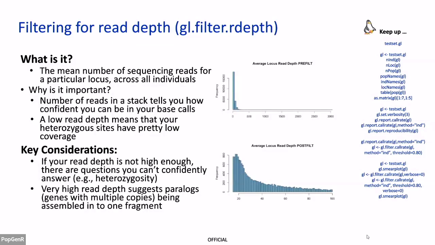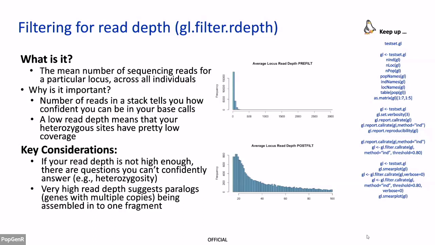Another one is read depth. That is the mean number of reads at a particular locus. So if you have a gene and you're doing all this sequencing, what's the stack of reads that inform that locus? And that tells you how confident you can be in your base calls.